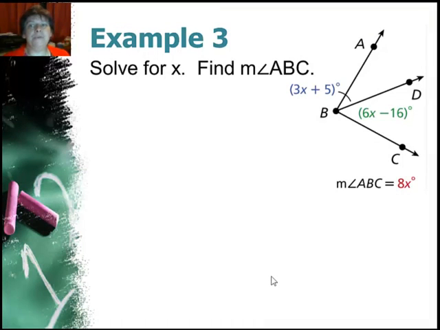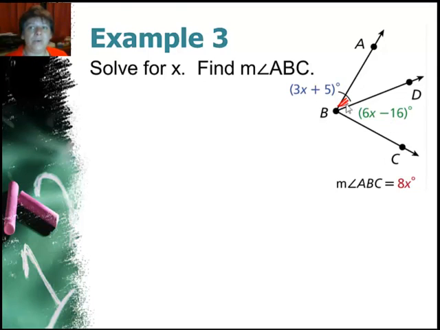In example 3, if you're doing the fill-in-the-blank notes, I accidentally had the wrong thing here, so please change that to the problem. So we're going to solve for x. We have this drawing here, and it shows how big angle ABD is, and how big angle DBC is, and how big the whole angle is. So the first thing I'm going to do is use the angle addition postulate to set up a relationship between these three things: 3x plus 5, 6x minus 16, and 8x.